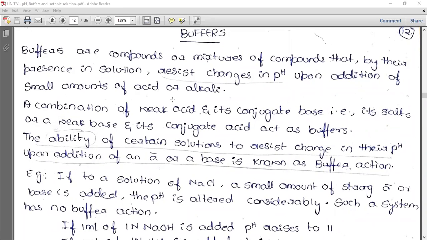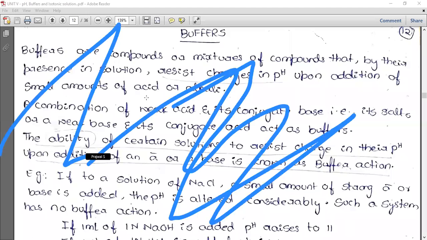Say now to 100 ml of HCl, I am adding 50 ml of NaOH. So the total solution is 150 ml now. How much change do you expect in pH now? Will it remain the same? Earlier the pH of HCl was 1. After adding 50 ml of NaOH, what would happen to pH?